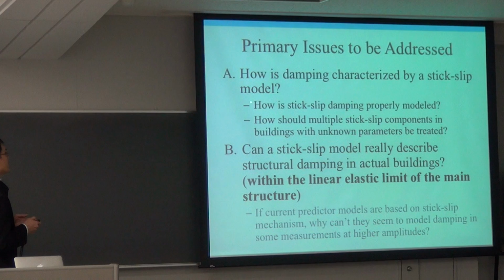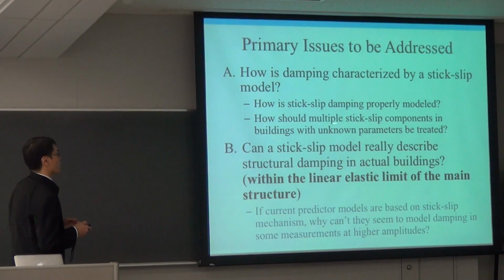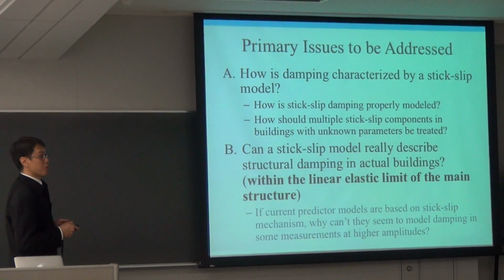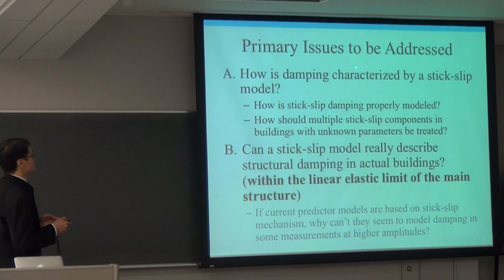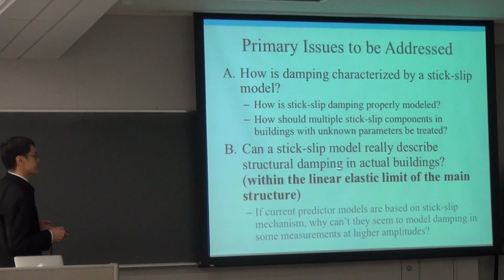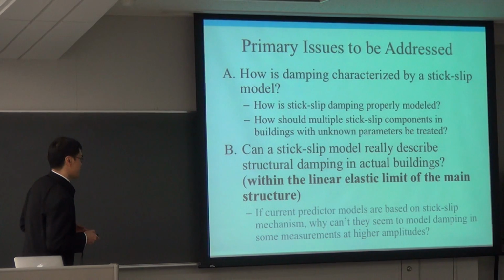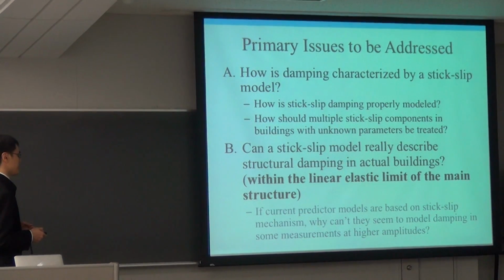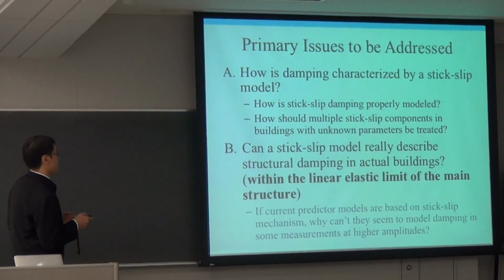So again, to summarize that part, what are the primary issues we need to address? How is damping characterized by a stick-slip model? How do we properly model stick-slip damping? And how can we consider multiple stick-slip components in actual buildings with unknown parameters? This is the theoretical part. And then after studying that, can a stick-slip model really describe structural damping in actual buildings? Of course, for wind design, we're concerned within the linear elastic limit of the main structure.